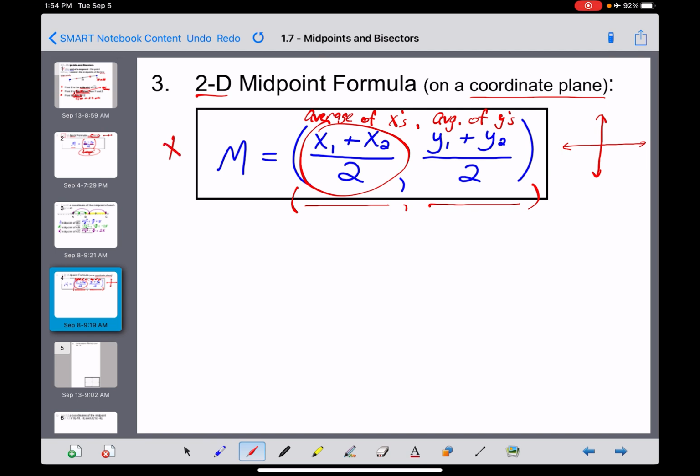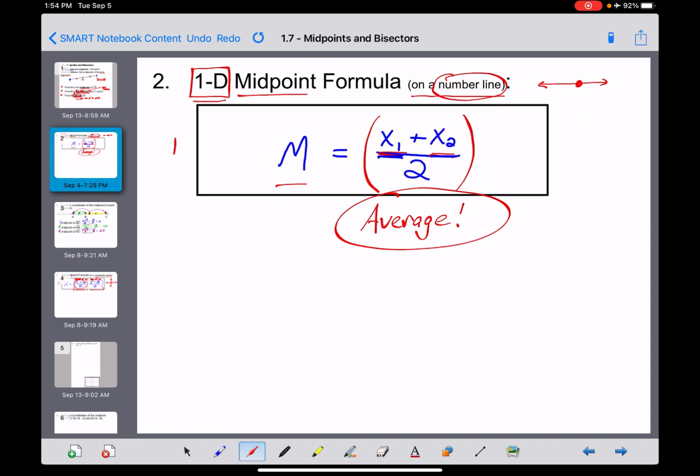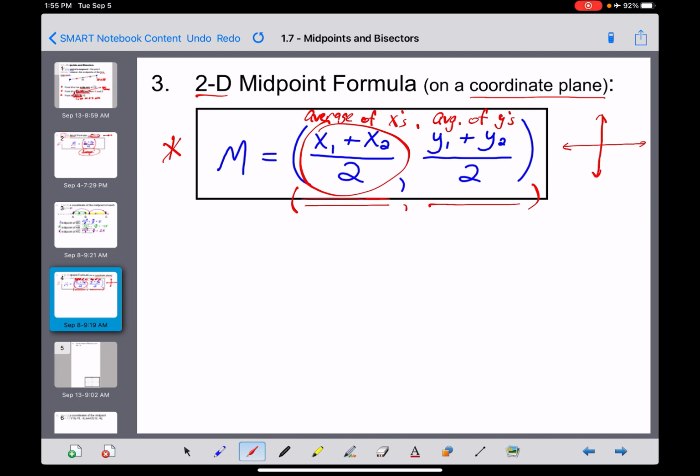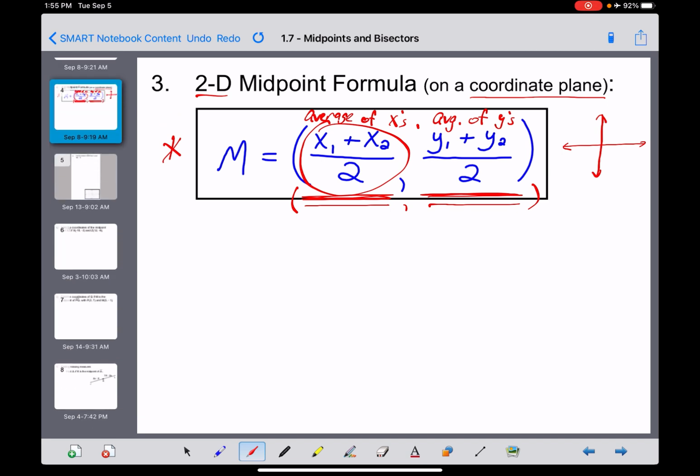So I'm hoping you guys realize that this is really the same formula as what we were doing just a minute ago with the one-dimensional midpoint. All right, we start off the exact same way. We just take that idea a step further and we put a y coordinate in there as well by taking the average of the y's.